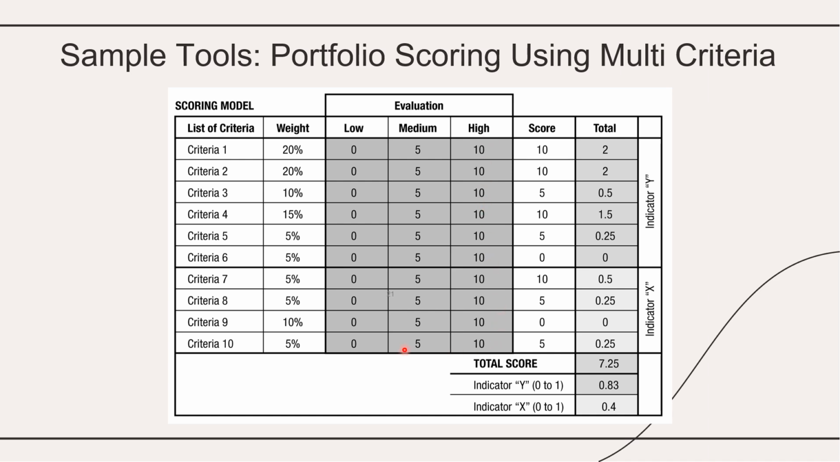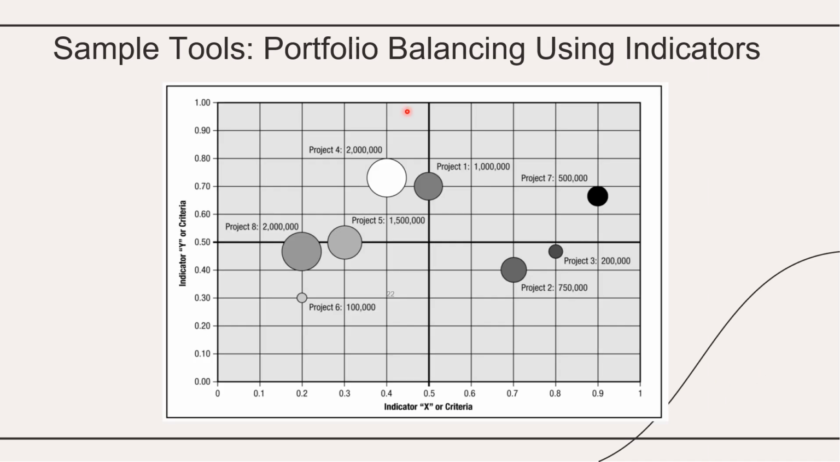So based upon it, you will give ratings, right? And then you will score it up, multiply it all together with a percentage. 20% of 10 would be 2, and you will have indicators, as in what is my score that goes around here. Let us give you a portfolio balancing using indicators.